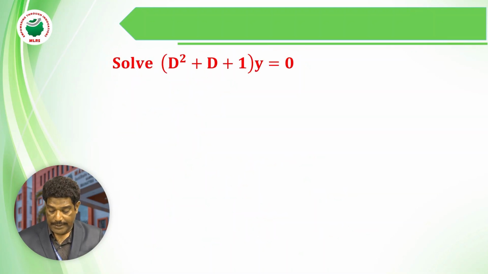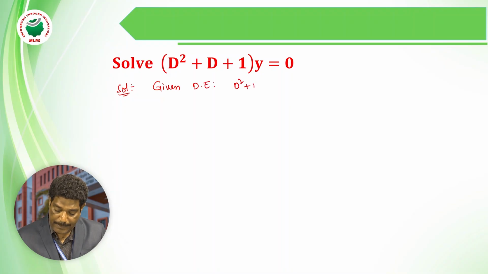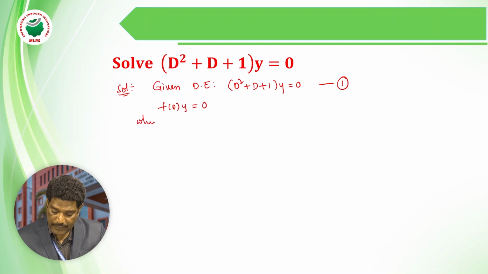Okay, let's discuss one more example. Solve the differential equation (D square plus D plus 1) into y equals to 0. So here the given differential equation. Solution. Given differential equation (D square plus D plus 1) into y equals to 0. Take number 1. Then you can write the symbolic form, that is f of D into y equals to 0, whereas f of D is D square plus D plus 1.